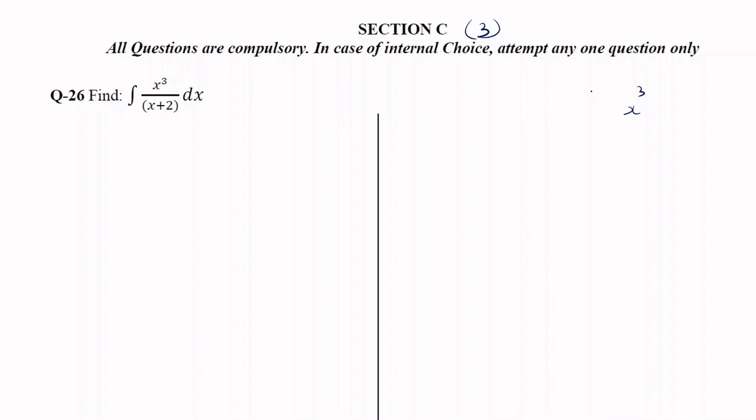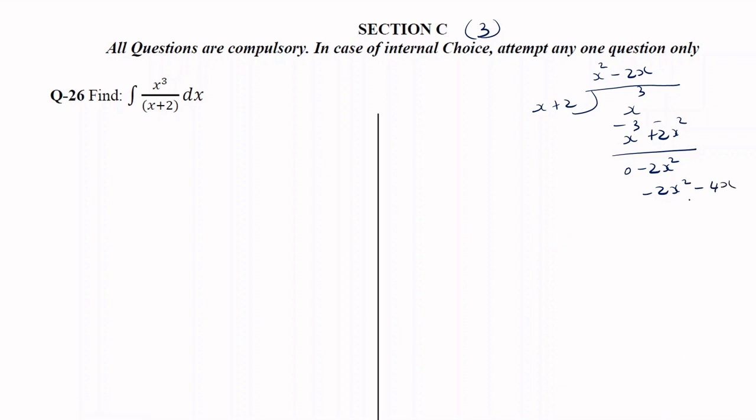So when we divide x cube by x plus 2, first we have x square. X square into x plus 2 will be x cube plus 2x square. Let us subtract. So this will be 0 minus 2x square. Then minus 2x. So minus 2x into x is minus 2x square. Then minus 2x into 2 is minus 4x. So when we subtract, this becomes plus, this becomes plus. So it is 0 plus 4x.